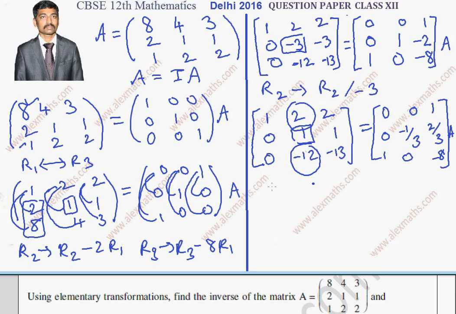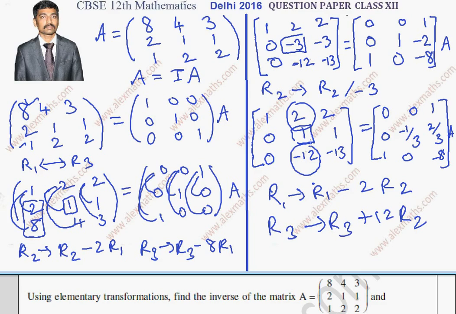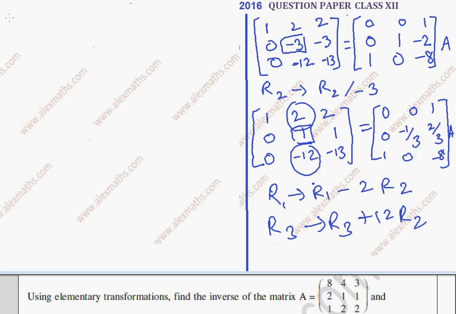For this, I have to do R1 gives R1 minus 2 times of R2 and R3 gives R3 plus 12 times of R2. So always make use of this 1. So first R1 I will write, which is R1 minus 2 times of this. It will become 1 only. 2 minus 2 times of this will become 0. Then 2 minus 2 times of this will become 0 again.